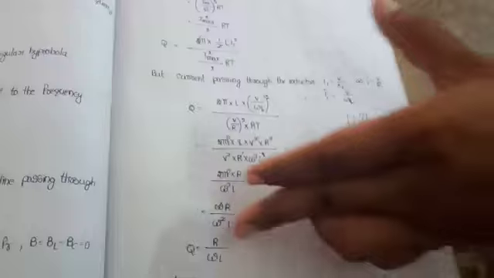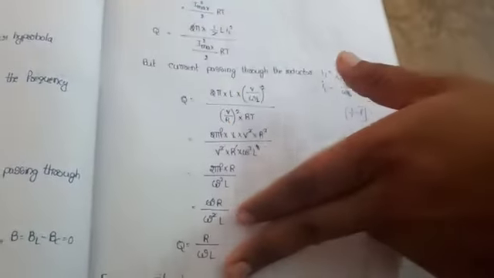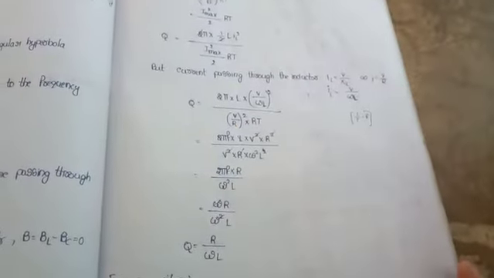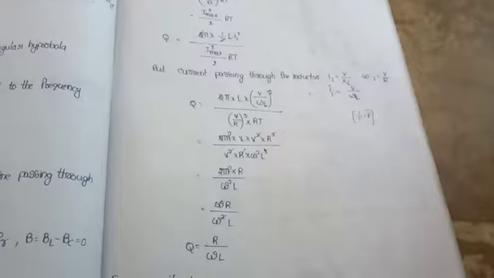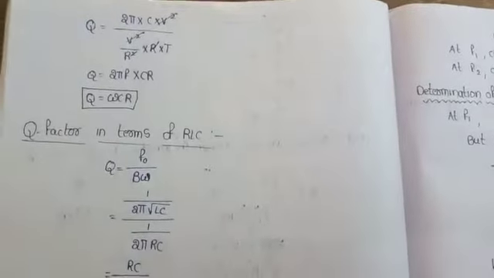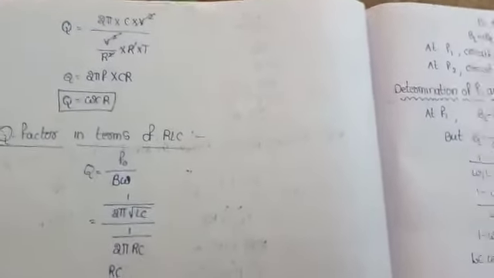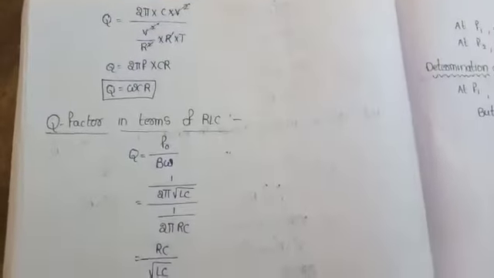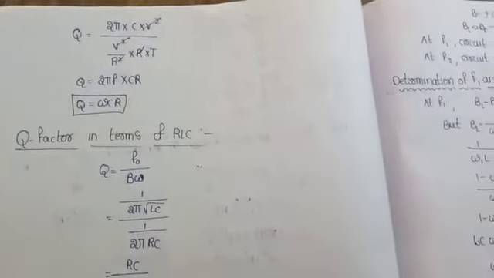Exactly reverse. In a similar manner for the capacitance, the quality factor is half C V square by I square R T, but I is nothing but V by XC, that is the change here, giving omega CR. Whereas in the series resonant circuit, the quality factor is 1 by omega CR, but here the quality factor is omega CR, exact opposite.